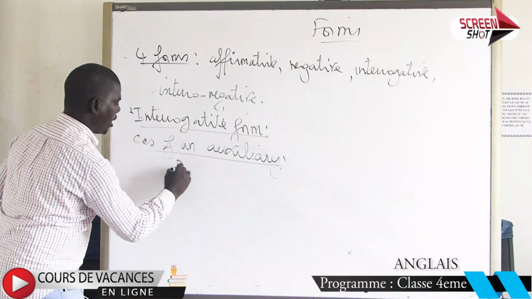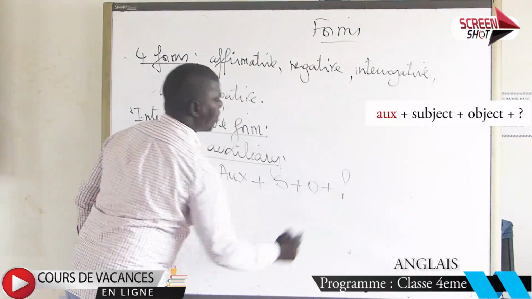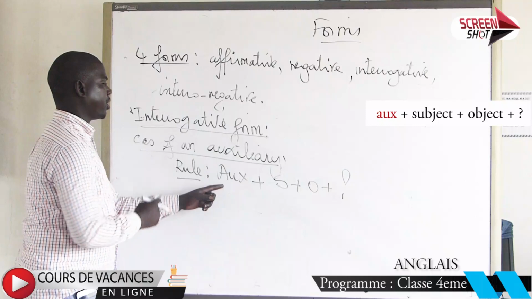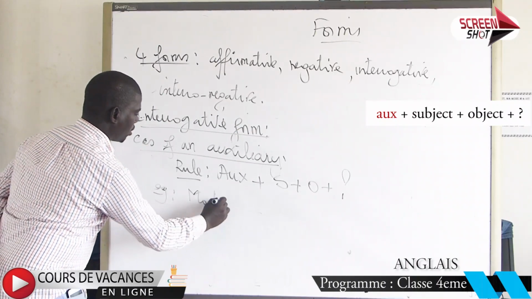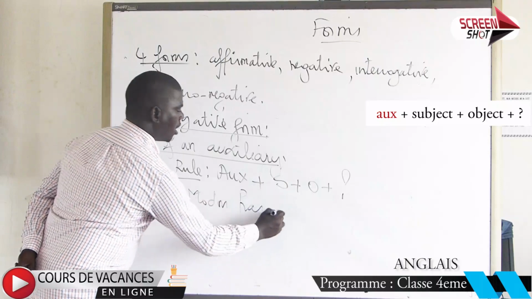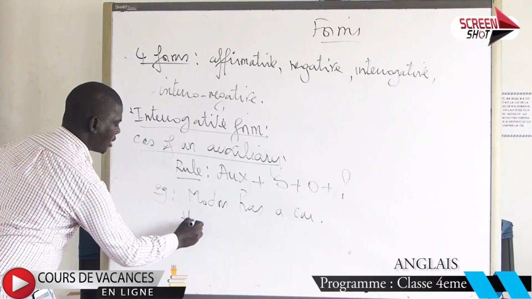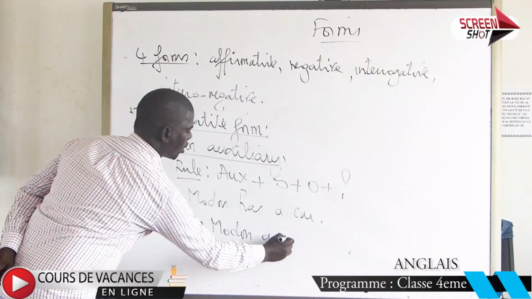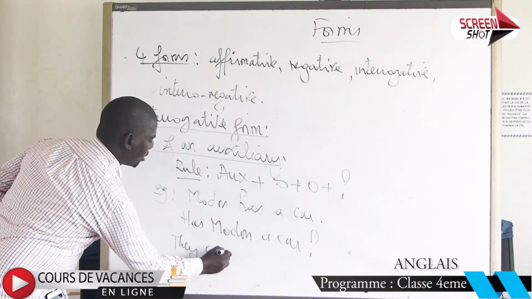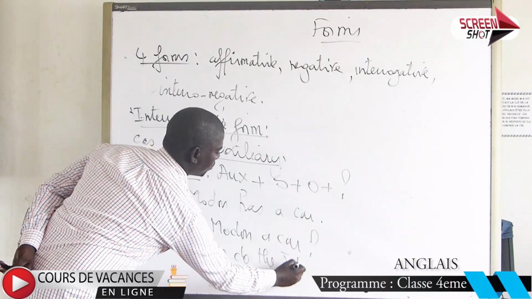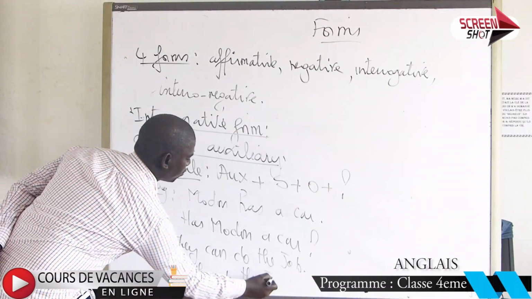Okay? The rule here is auxiliary plus subject plus the object plus the question mark. We have the inversion between the auxiliary and the subject. Example, Modu has a car. Modu has a car, affirmative form. And now for interrogative form, we have: has Modu a car? Okay? They can do the job. We have: can they do the job?